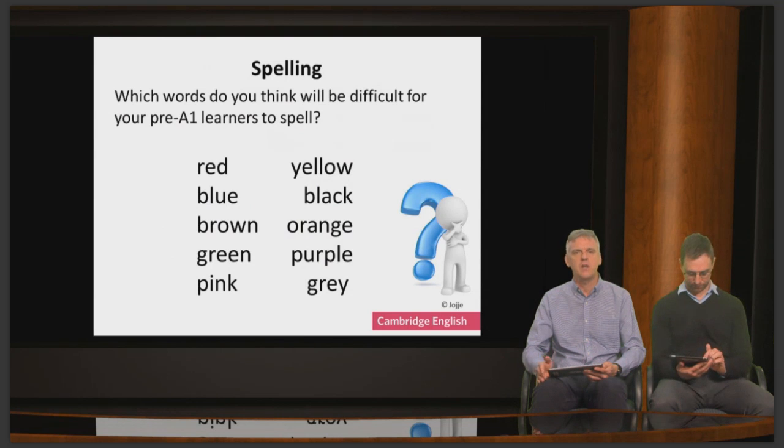Look at these words. Think about which word is going to be the most difficult for your learners to spell, and type that word into the box now. We have some answers coming through. Most people are picking purple.